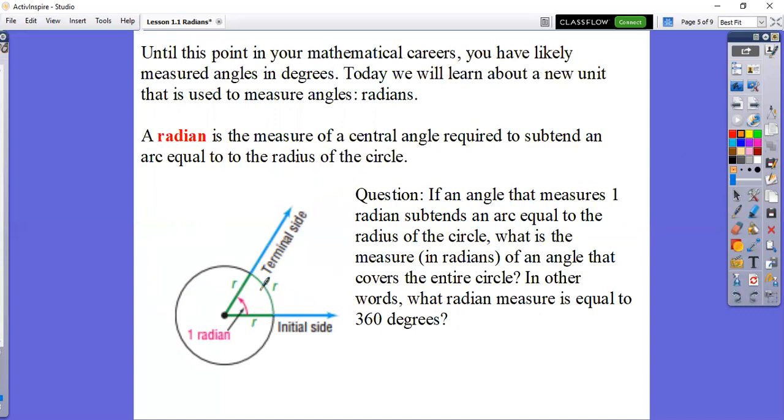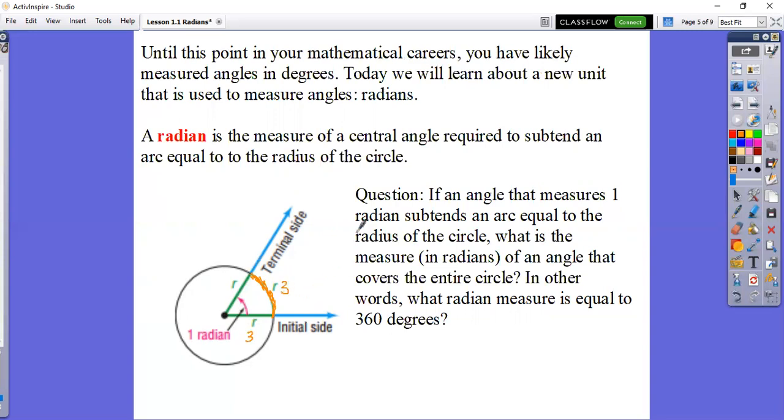So 1 radian is the measure of a central angle required to subtend an arc equal to the radius of the circle. So what that means, as I tried to draw this arc, is, if I look right here, I have the radius of the circle, right? This is also the radius of the circle. The length of this arc will also be the same as whatever the radius of the circle is if the measure of this angle is 1 radian.